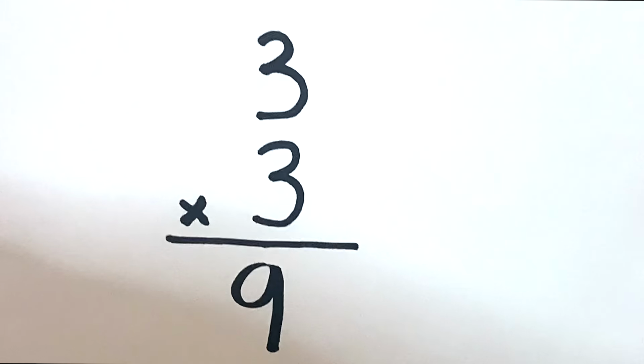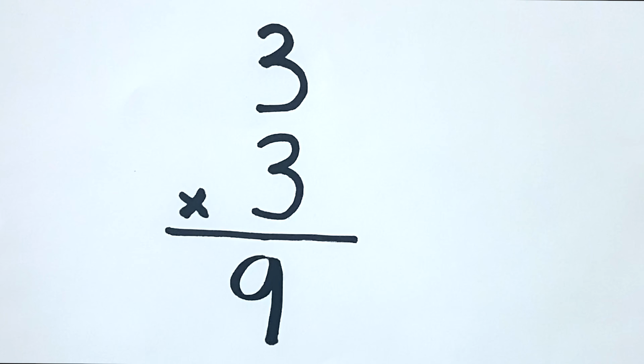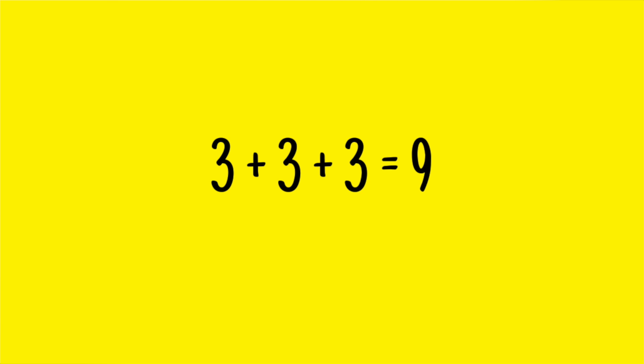Okay? Now, 3 times 3 is 9, just like adding the number 3, 3 times is 9.